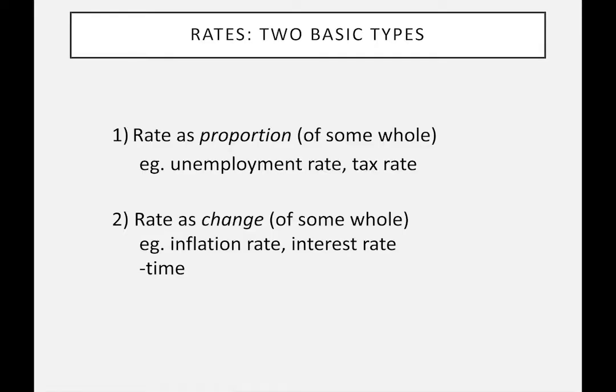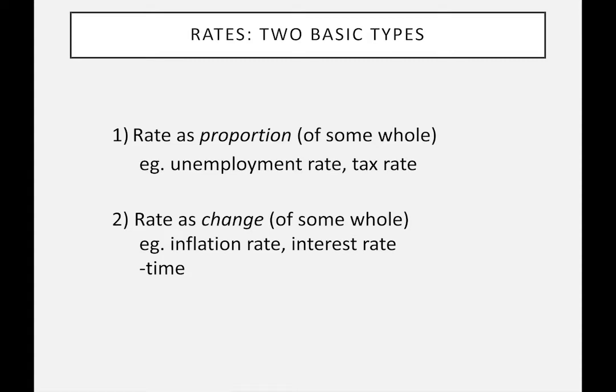Okay, we're going to talk now about different types of rates, and they typically fall into two different categories. One, the notion of a rate as a proportion of some whole. For example, different types of blood types in the population. What proportion of the population has type O, type A, and so on. A second type of rate is a rate of change. For example, the inflation rate or an interest rate. Rate of change typically involves time.